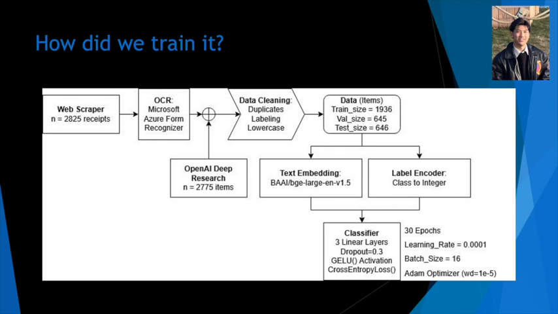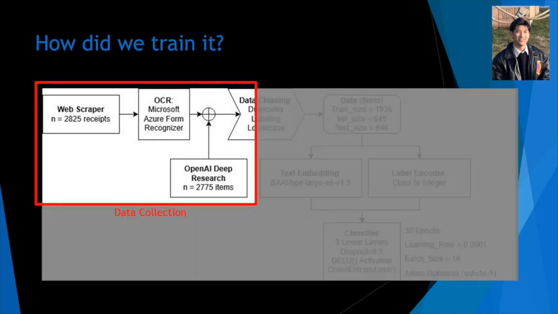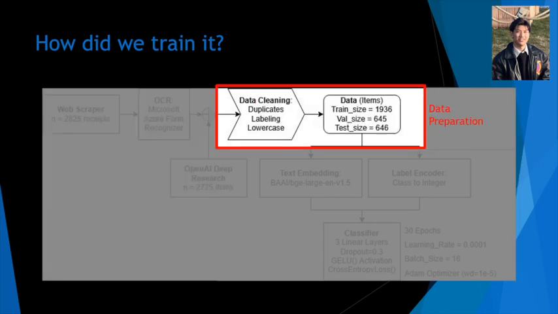Now we're going to describe the data collection and model training. Training data was collected from two sources. First, we used a web scraper to collect images of real-world receipts. Second, we used deep research to generate realistic-looking labelled receipt items to augment the data. After data was collected, we hand-labeled the real receipt items as a member of one of the classes. We then cleaned the data, removing duplicates and setting all text to lowercase. We decided to use a 60-20-20 ratio to split the training, validation, and test sets.